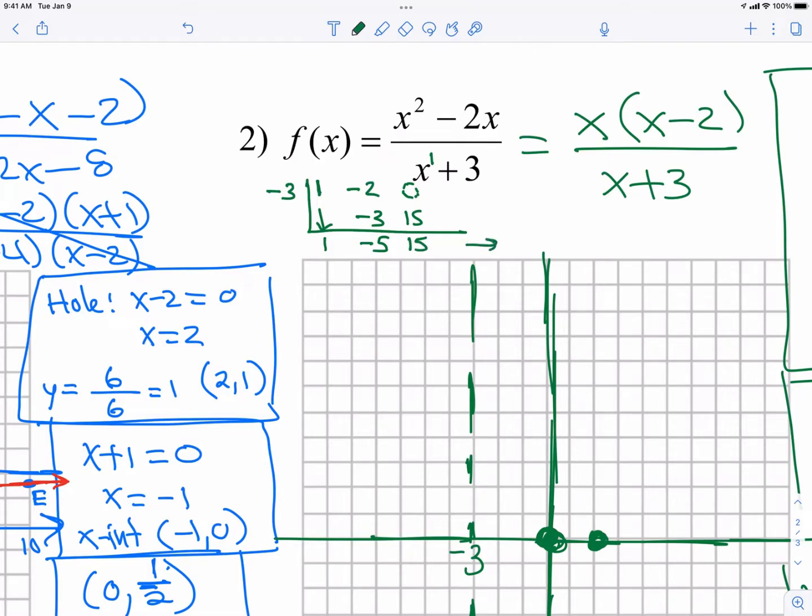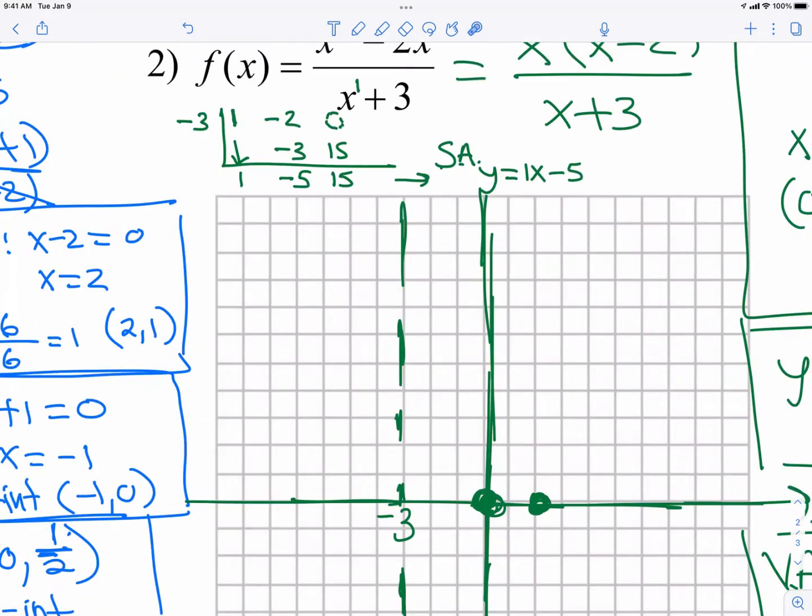So the slant asymptote, SA, is going to be the equation y equals 1x minus 5. Now, of course, you know that your remainder is 15, but we ignore that because it's going to be 15 over x plus 3. And as x goes to infinity, this fraction gets closer and closer to 0, so we just ignore that. All right, so our slant asymptote is y equals x minus 5.